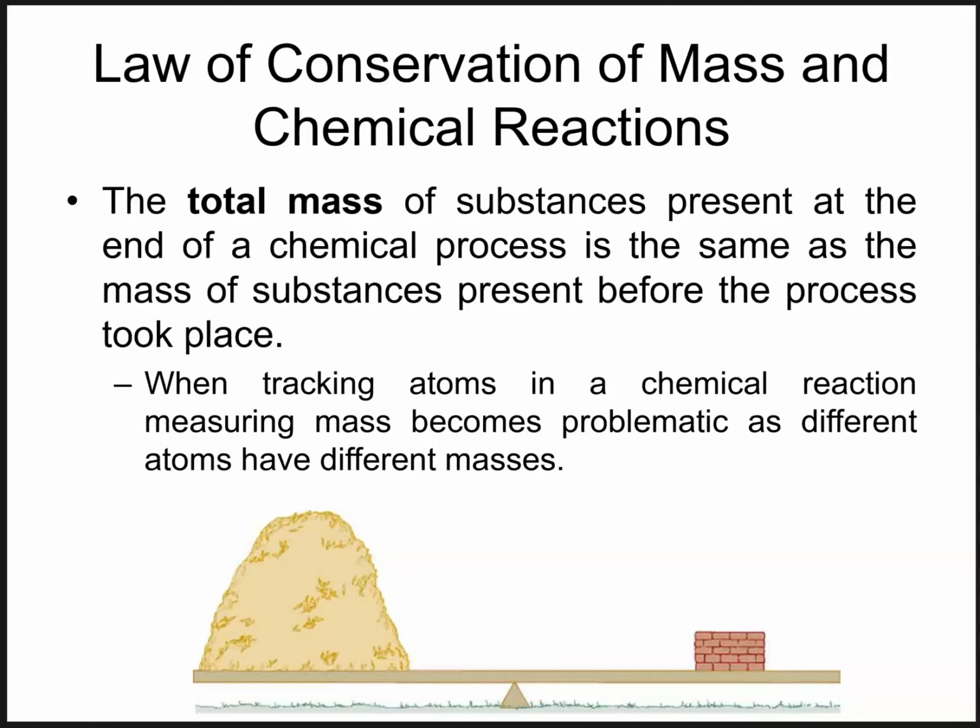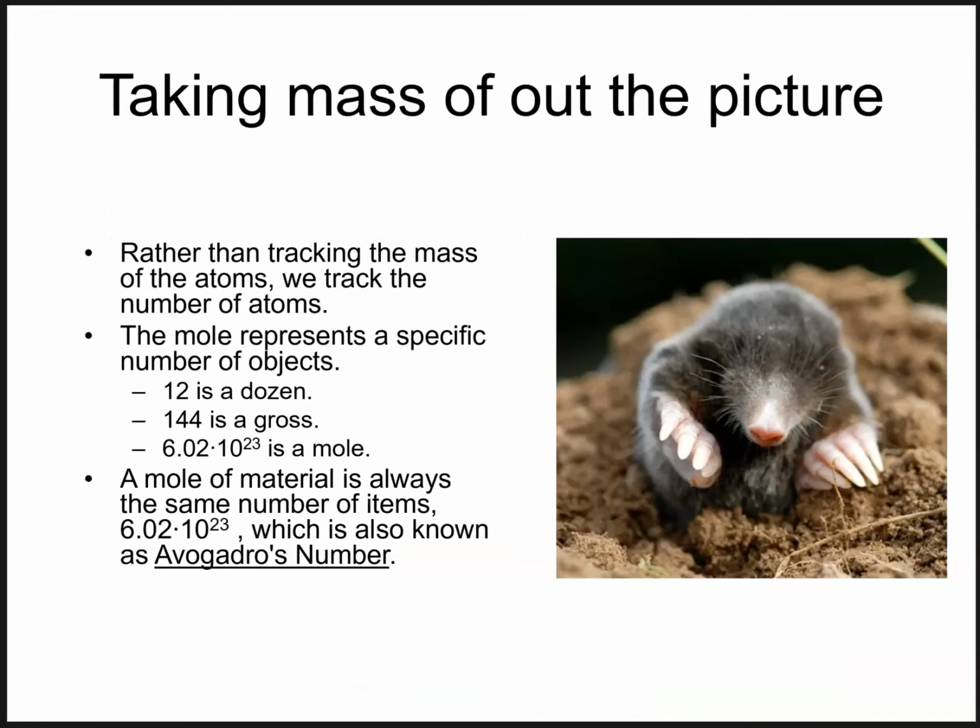So what we do to get around this is we create a frame of reference. And that frame of reference that we use is known as the mole. Normally people think about moles as these blind, cute little furry things. For chemists, when we talk about moles, we're talking about how many grams of material we need to have 6.02 times 10 to the 23rd of something. So 12 is a dozen, 144 is a gross, 6.02 times 10 to the 23rd is a mole. It's just a frame of reference.